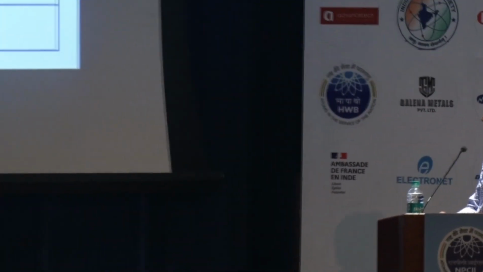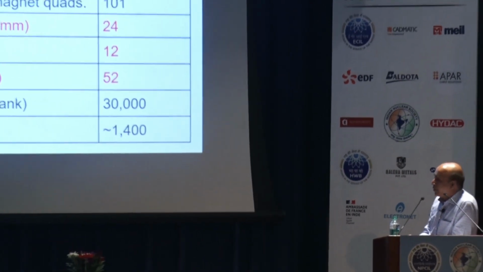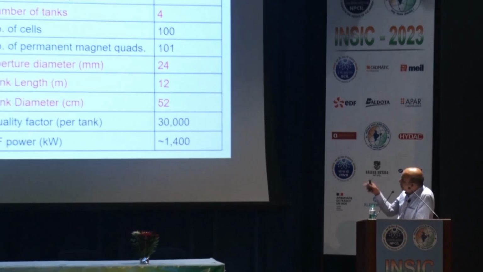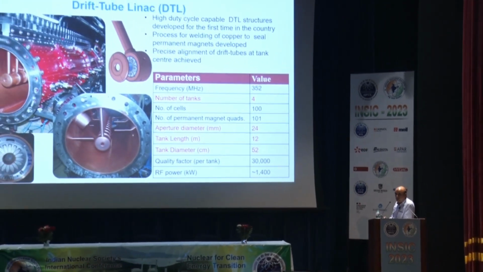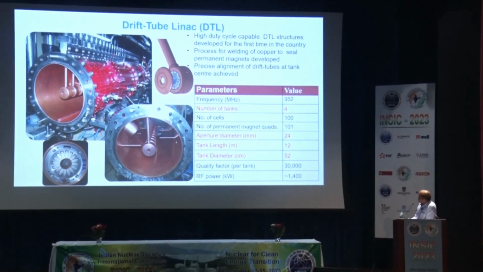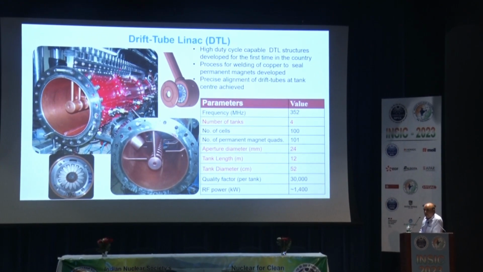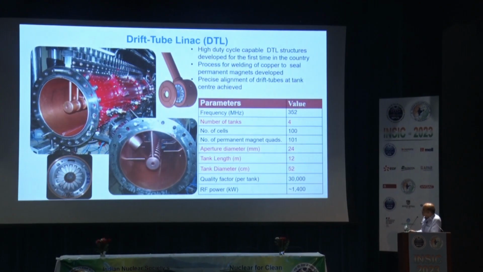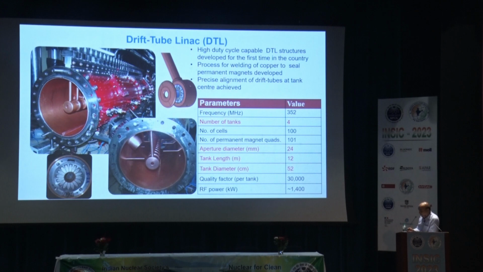Very precise alignment of drift tubes was required, more than 100 cells over 4 meter length. Such 4 tanks are used, giving total length of 16 meter. The quality factor achieved is, as per international standards, more than 30,000. And these structures are handling more than 1,400 kilowatt of RF power, radio frequency power.